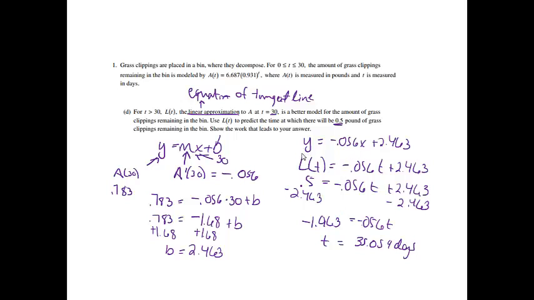We get 2 points for getting this part right here. I'm guessing we'd get 1 point for finding the slope and then 1 point for finding the b. And then we'll get 1 point for setting that equation equal to 0.5, and then 1 point for getting the right answer.